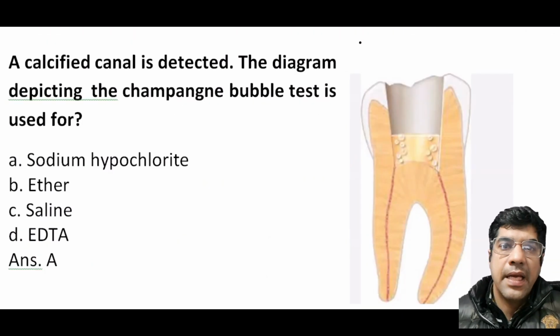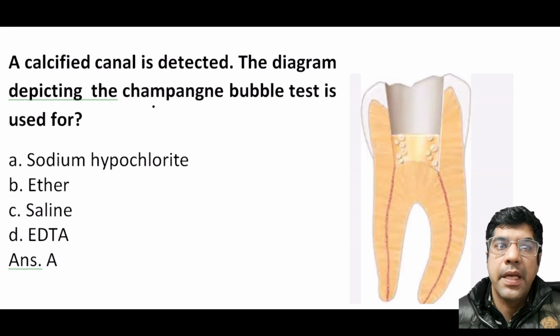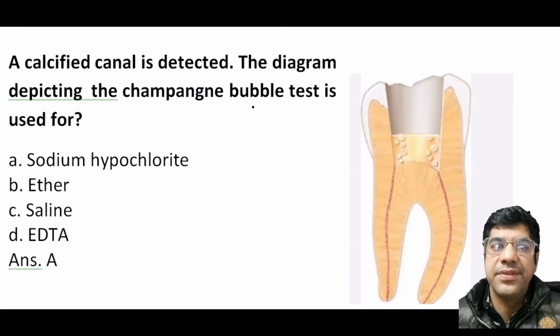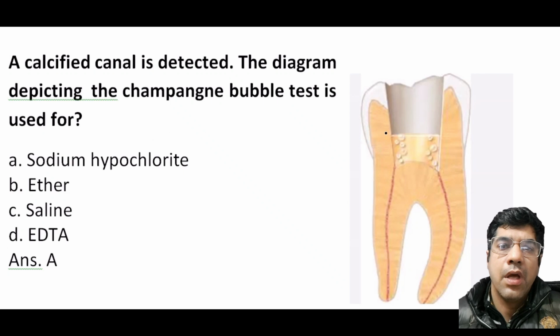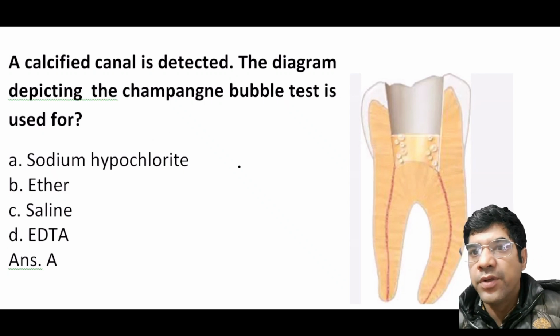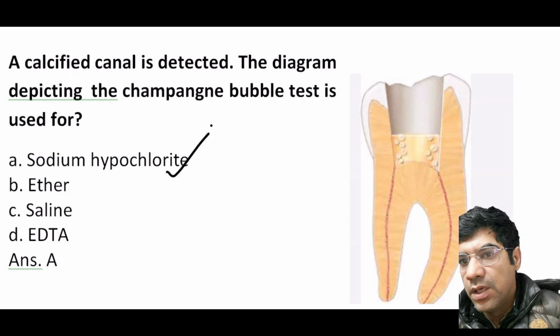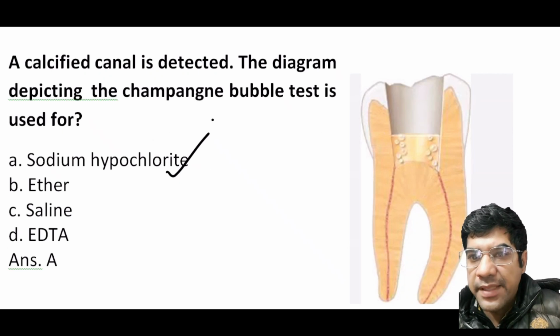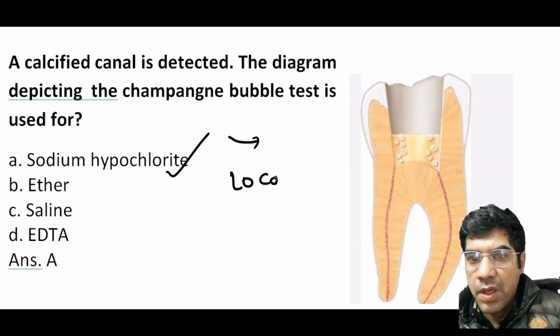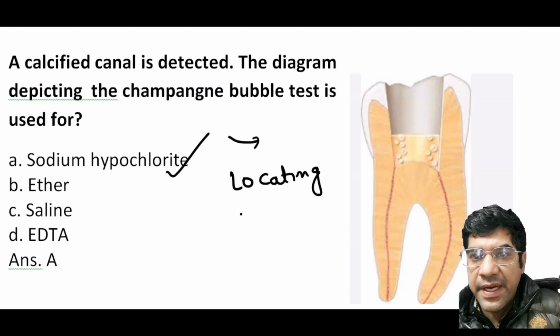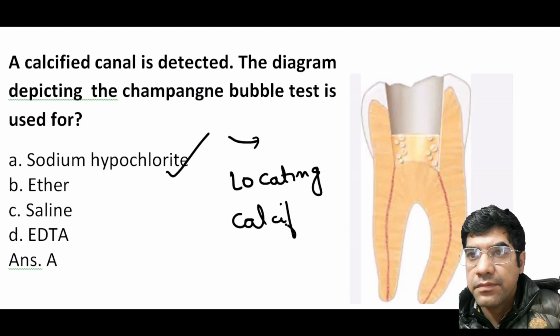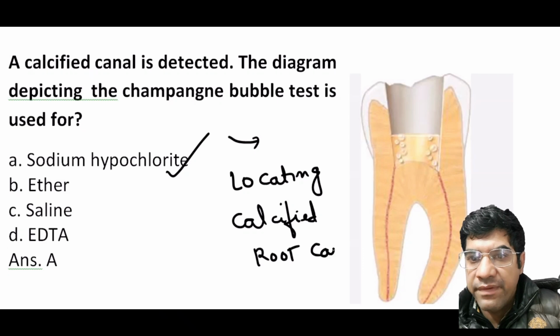The calcified canal is detected. The diagram depicting the champagne bubble test, it is used for, that is used with sodium hypochlorite. So the champagne bubble test is used in the context of locating, remember, locating calcified root canal orifice.